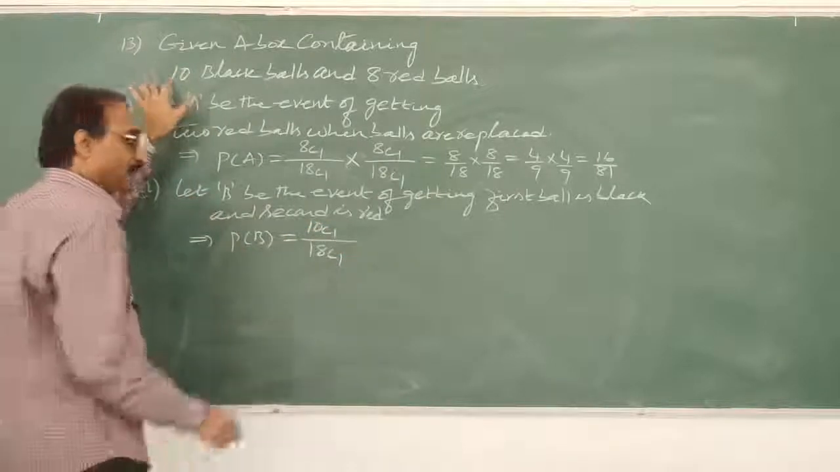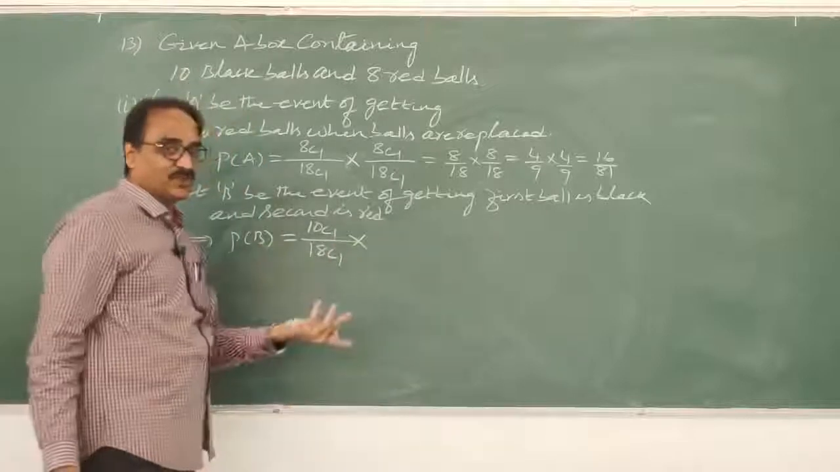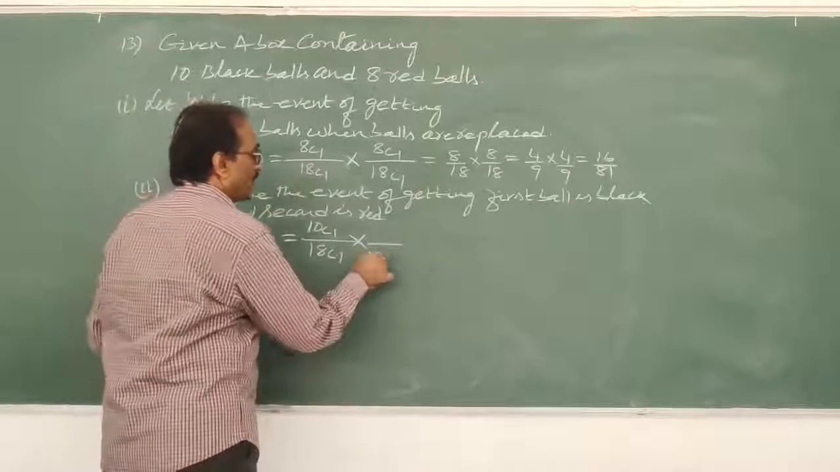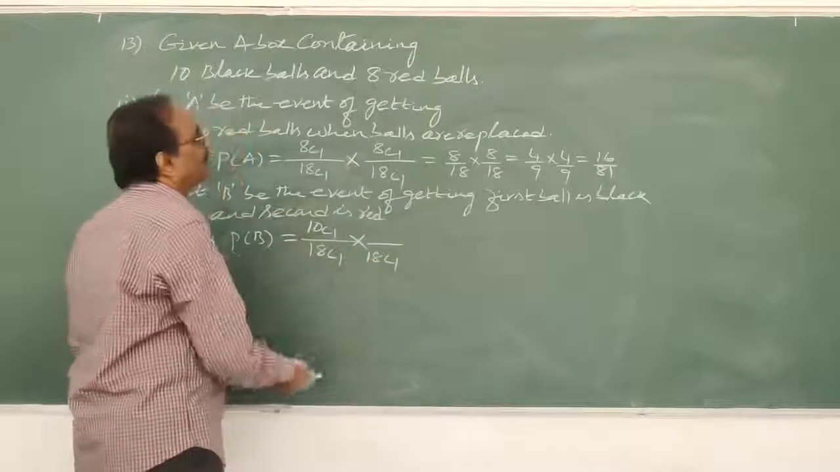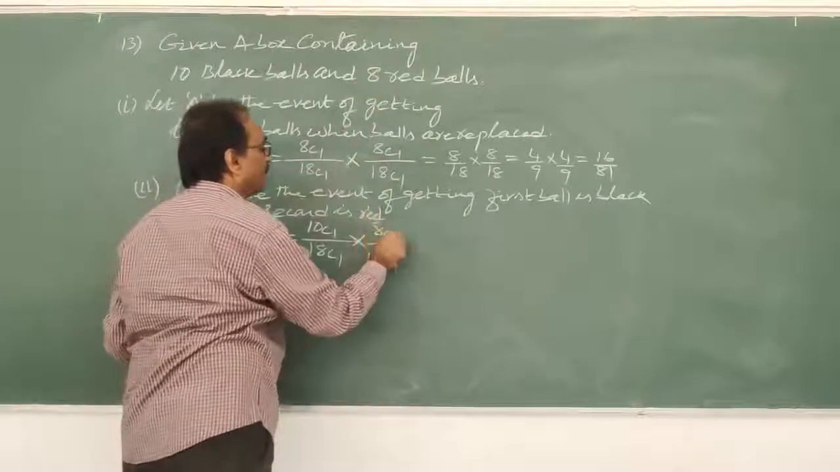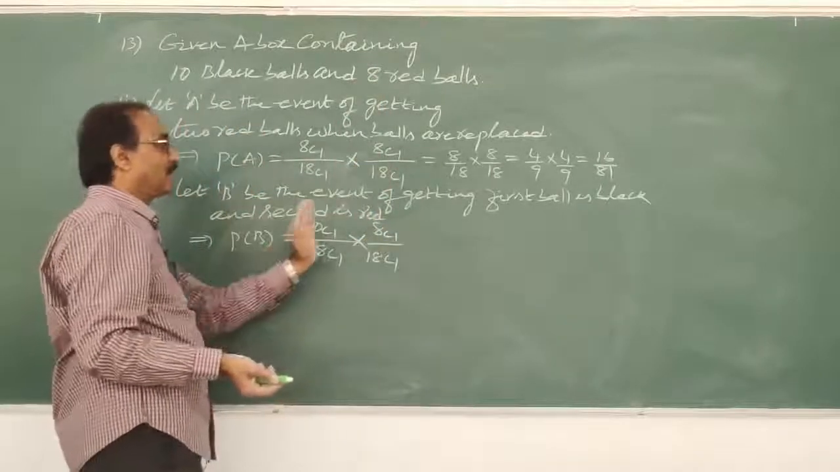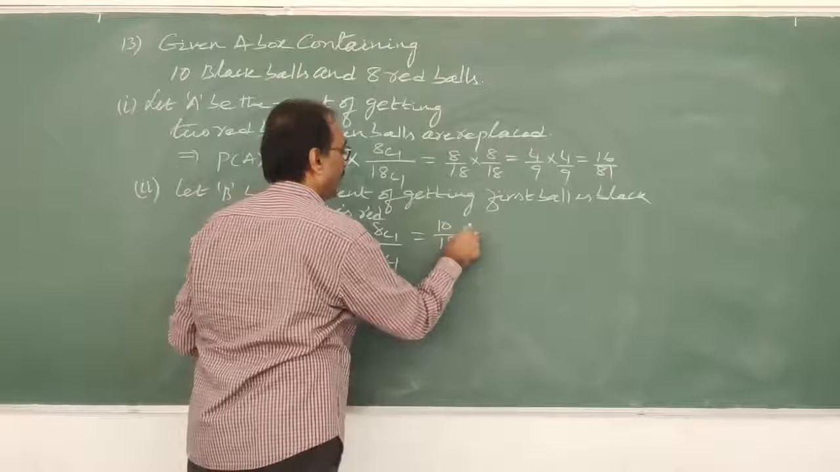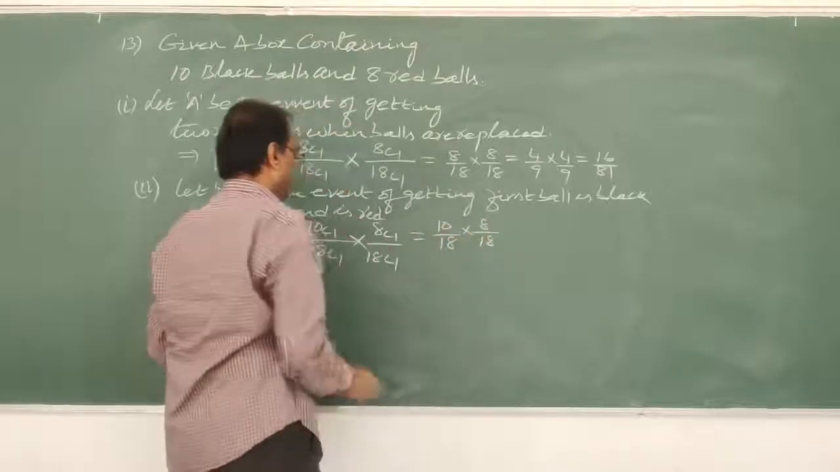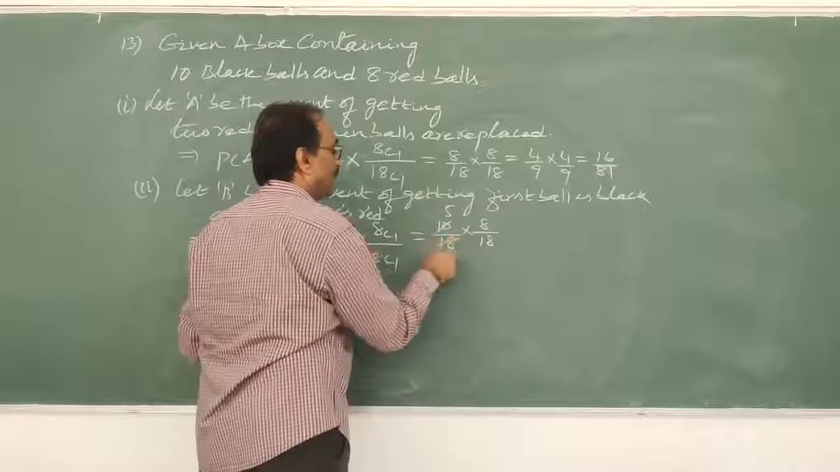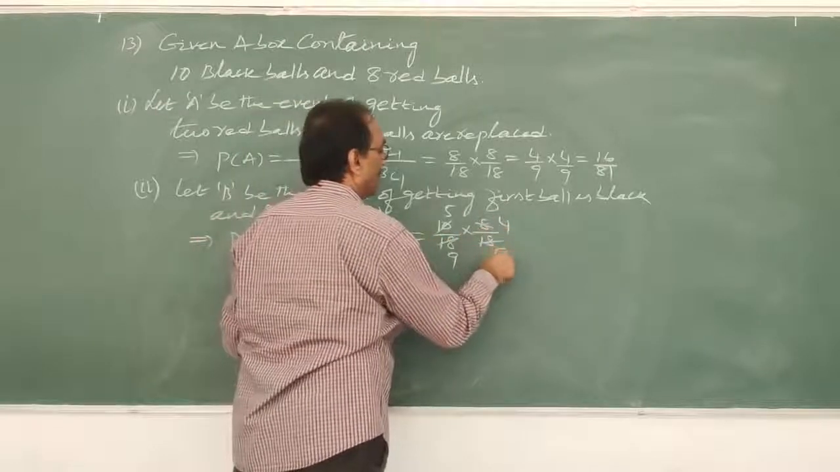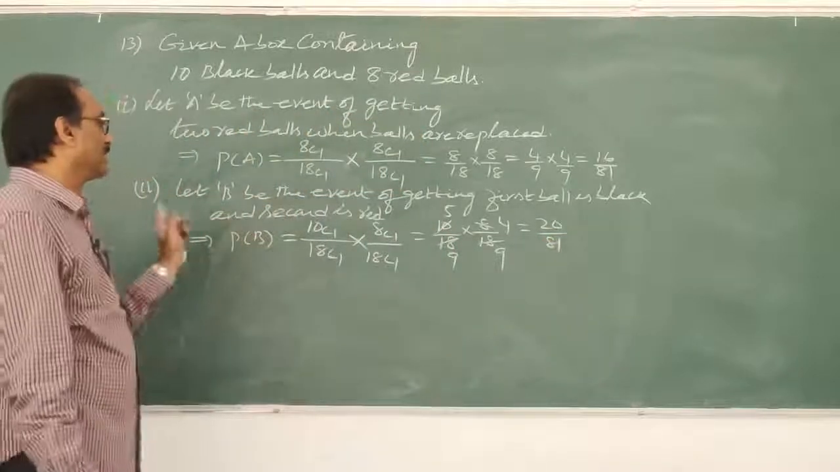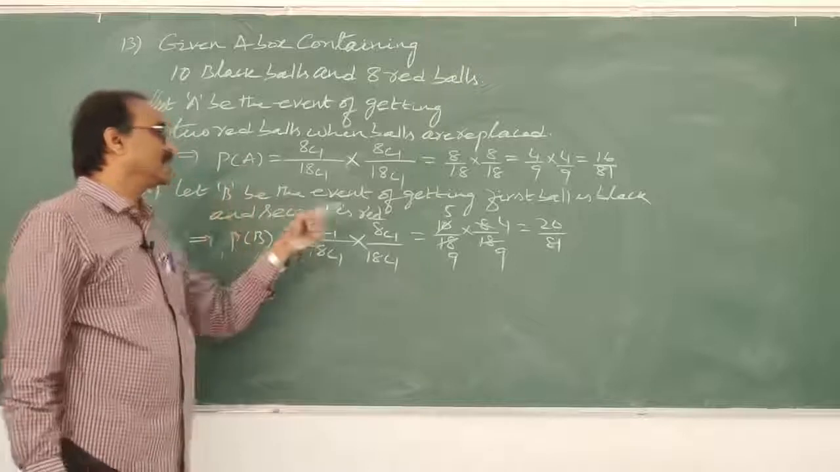So 10C1 over 18C1, into, when you are going, the ball is replaced only, no? Okay, when you are going for the second ball, what is it? Red. Now here also how many will be there? 18C1 only, because the ball is replaced. But how many red balls are there this time? 8, so 8C1. So getting a black ball first and a red ball second is like this. So how much will you get now? 10 by 18 into 8 by 18. So 10 by 18 means 5 by 9 and 8 by 18 means 4 by 9, that is 20 by 81. So the probability of getting first a black ball and second a red is 20 by 81.